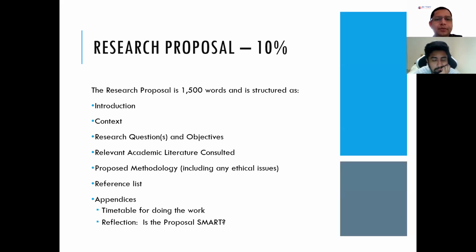Now, as I mentioned, the research proposal is 1,500 words, and in the structure you will be writing an introduction, then context or background information. Then you will be developing your research question and research objectives, relevant academic literature, and proposed methodology. So these things in detail we will be learning today, followed by your reference list and appendix.